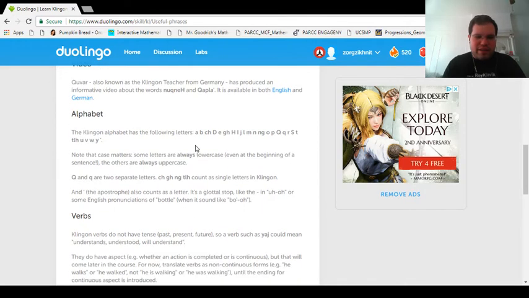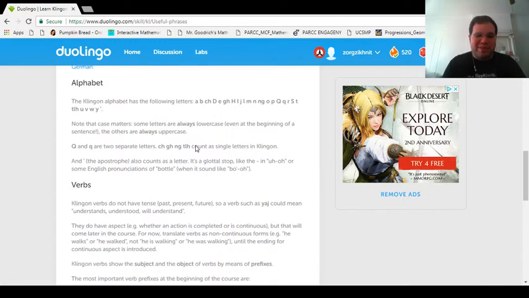Okay, the Klingon alphabet has the following letters. Notice the case matters. Some letters are always lowercase and the others are always uppercase. Two separate letters count as single letters in Klingon. Okay, I think Albanian has something very similar to this one. I think either the double R actually counting as the double L. Okay, it's been a while since I've done things. I'm suffering from so much collective amnesia. Okay. And the apostrophe also counts as a letter. It's a glottal stop.